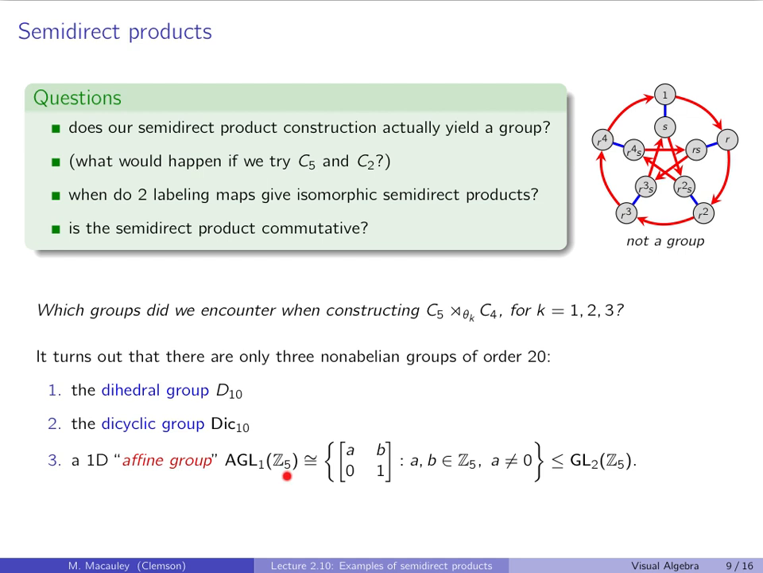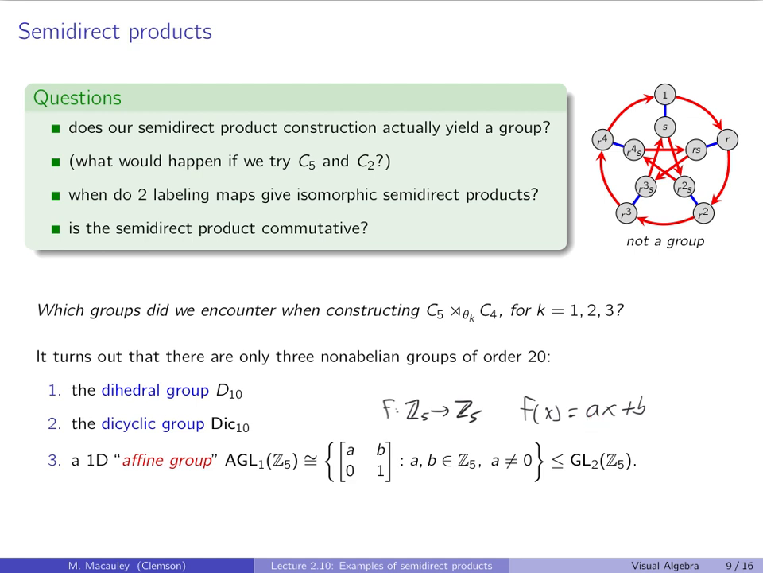So this is the group of affine transformations over the field Z5. That just means a group of functions. An affine function over Z5 is going to have the form f of x equals ax plus b, and it's invertible if a is non-zero. So we have 5 choices for b, any number will work, and 4 choices for a, 0 will not work. So these form a group.